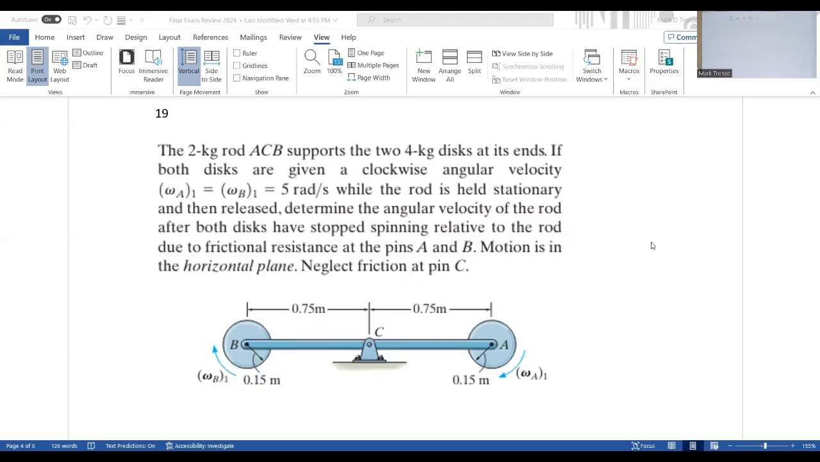Take a look at this problem. A 2-kilogram rod with two 4-kilogram discs at its ends. If both discs are given a clockwise angular velocity of 5 radians per second, while the rod is held stationary, then released, determine the angular velocity of the rod after both discs have stopped spinning relative to the rod due to frictional resistance at pins A and B. Motion is in the horizontal plane. Neglect friction at pin C.